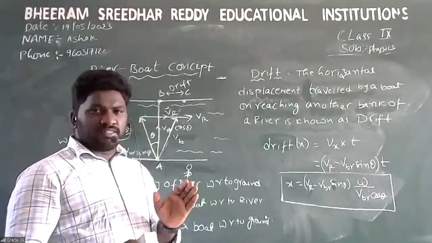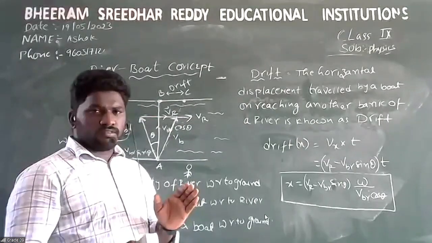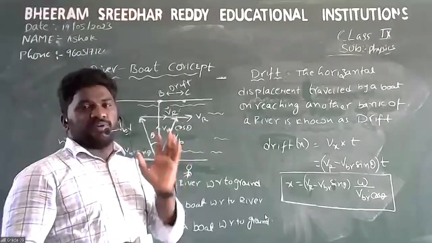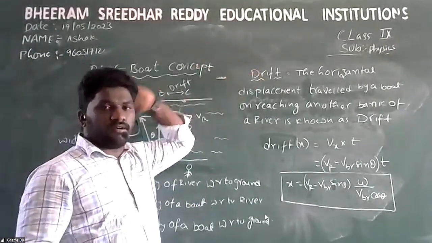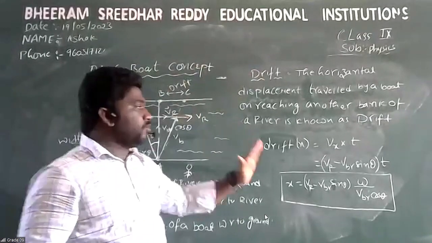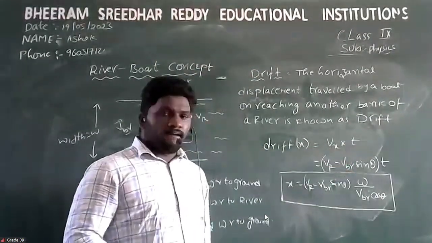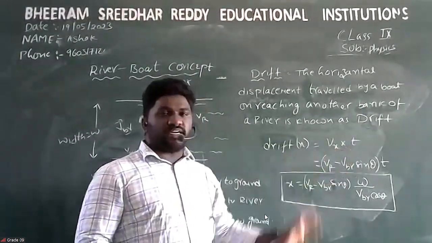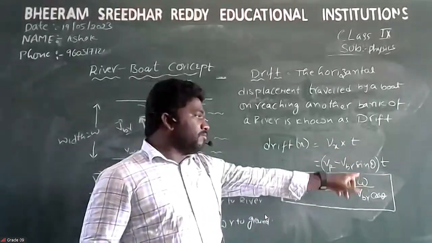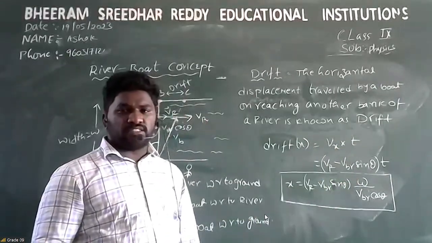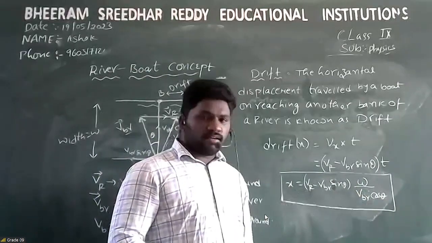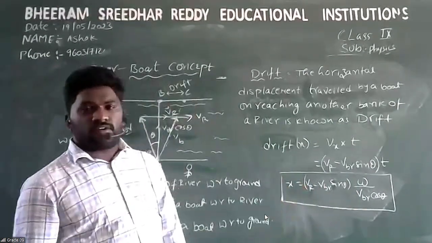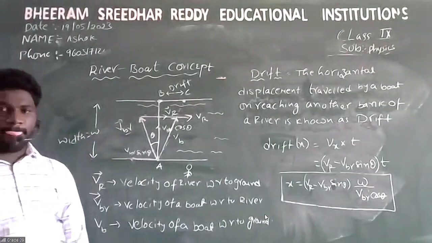Do you understand the meaning of drift here? Drift is nothing but the horizontal displacement on reaching the other side of the river. That's why I am using horizontal velocity into time. Along the horizontal, the boat is moving with velocity VR minus VBR sine theta, into time. Just now we derived the time t equal to W by VBR cos theta. So drift is VR minus VBR sine theta into W by VBR cos theta. This is the formula for finding the drift of the boat. Right? Copy that one.